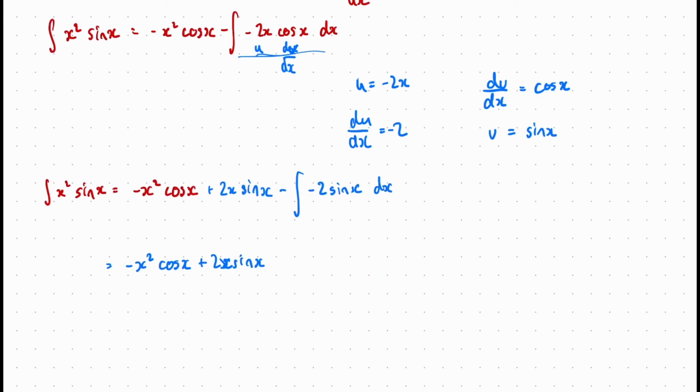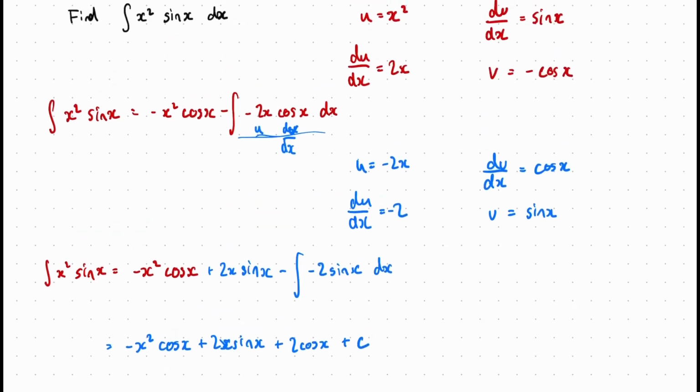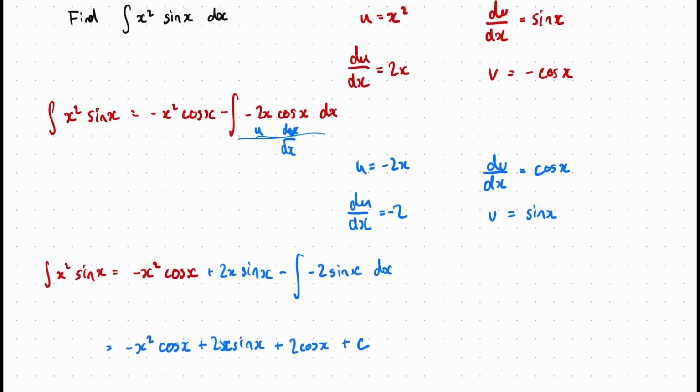is going to give me negative 2 cos x, but there's a minus in front, so that's going to become plus 2 cos x plus c. So this is an integration by parts where you've got to do it twice. You can keep doing it until there's no x term times some other term involving x.